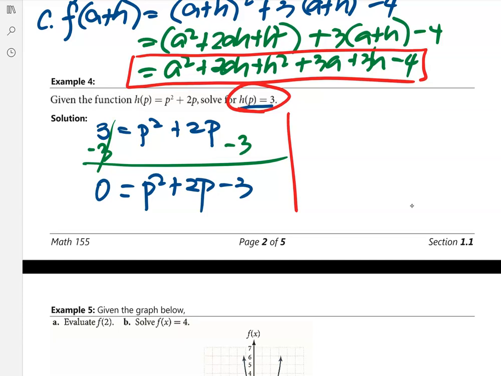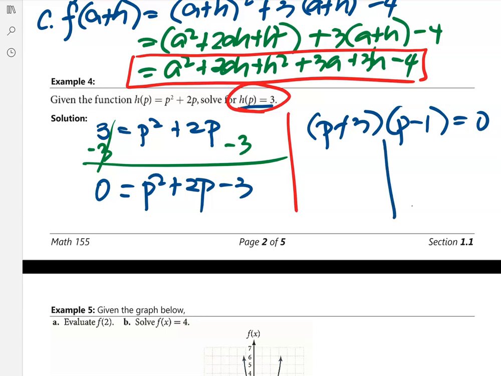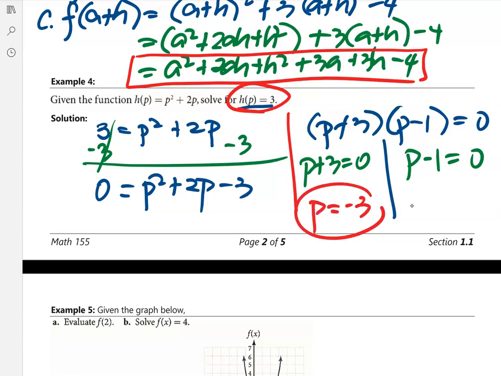So from here, this is factorable. Factors of p squared plus 2p minus 3 are p plus 3 and p minus 1 is equal to 0. You can double check this. 3 times negative 1 is negative 3. And then 3 times p is 3p. p times negative 1, 3p minus p is 2p. And then now you can solve this. Equate both to 0. p plus 3 is equal to 0. p minus 1 is equal to 0. So that p is equal to negative 3 and p is equal to 1.